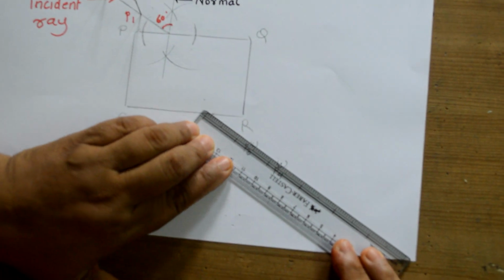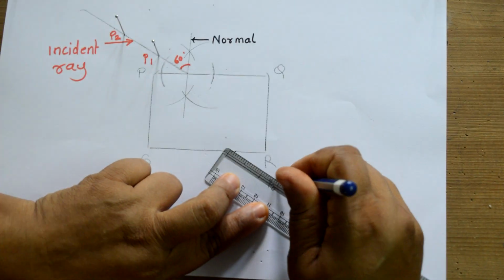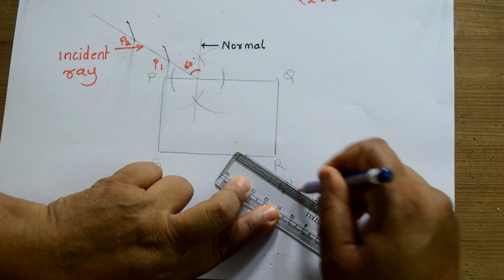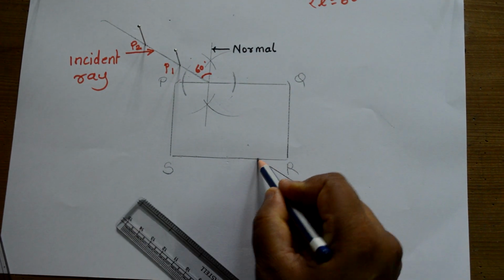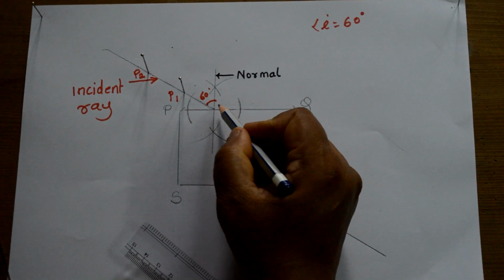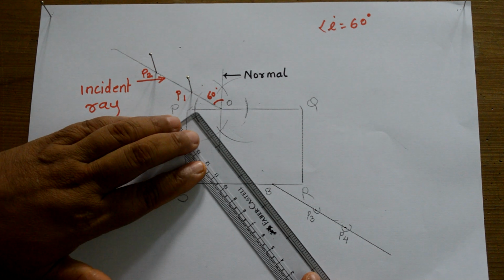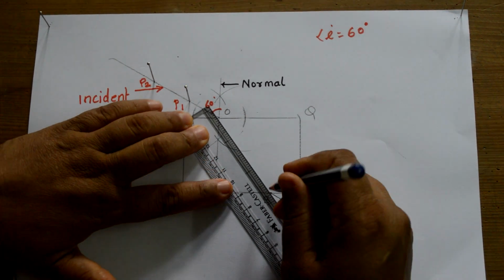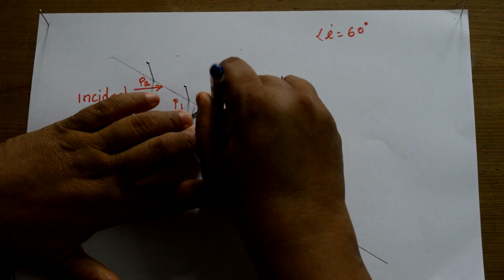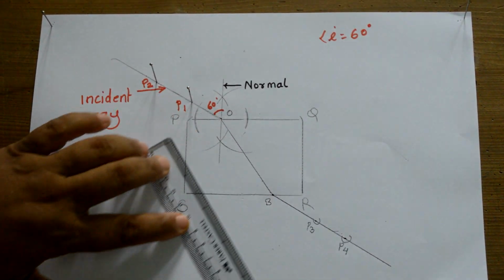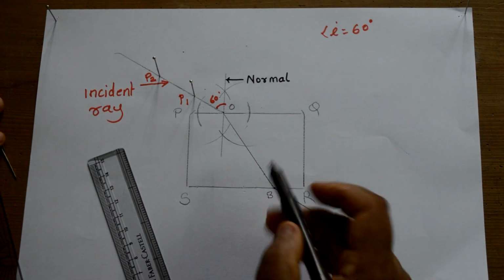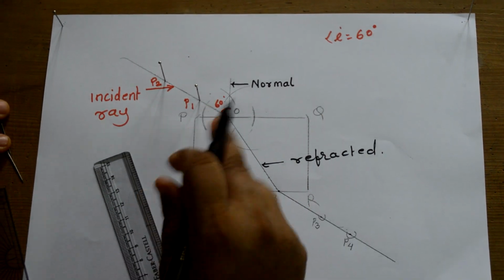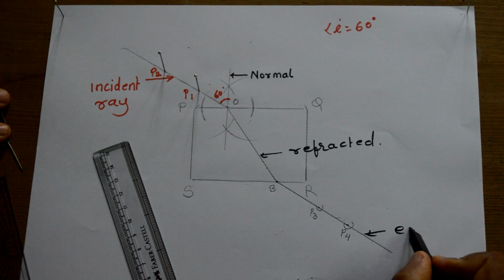Now these 2 points are in one line and I am going to extend these 2 points up to the line SR, and I got this point as B. This is O. Join the points O and B. This line, as you know already, is known as refracted ray for angle 60 degree when the incident angle is 60. This line is emergent ray.